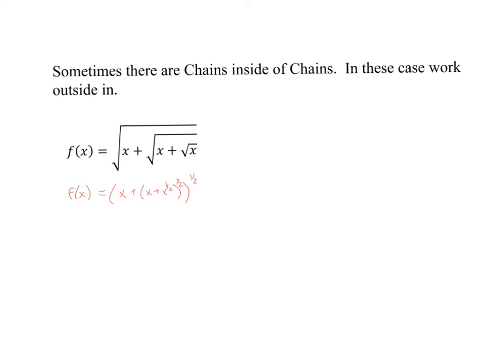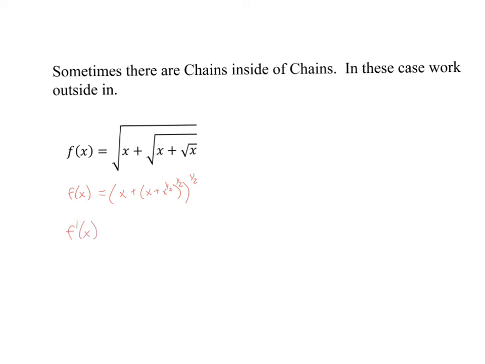Okay, so I think we got it right. So our x to the half on the inside plus x square rooted, which would be another half, and then x plus that answer to the half again. And we're good. So with this one, we would deal with outside in. We don't need to do product rule or anything like that. We just got to be really careful with our chain rule steps.